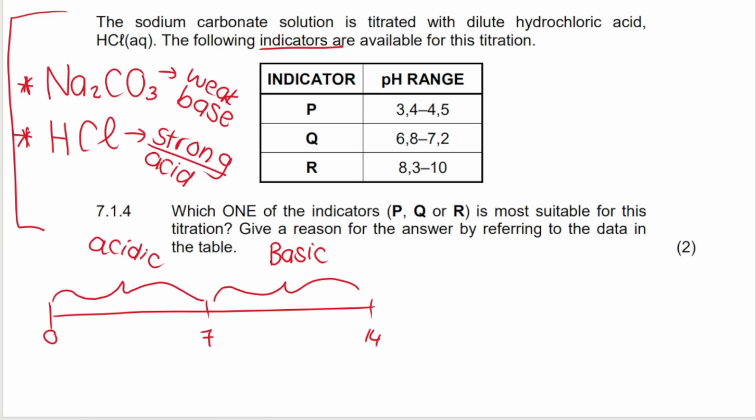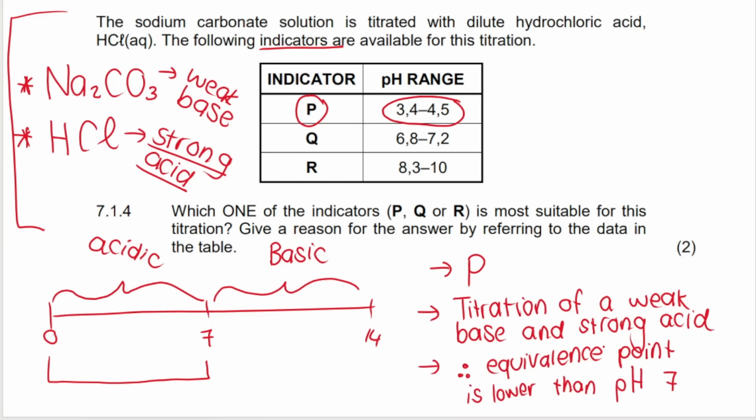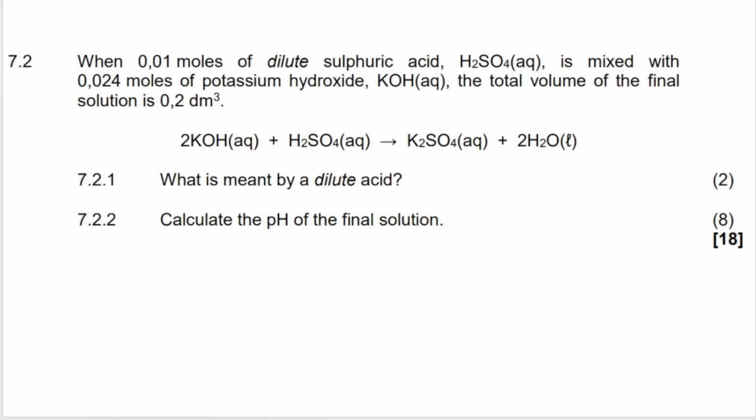So, because I have a strong acid and a weak base, the acid will win, the acid is stronger, so therefore my pH will be somewhere in this range over here, less than 7. So that means that we will go for indicator P because the pH range will be less than 7. So I'm saying P, the titration of a weak base and a strong acid, therefore the equivalence point is lower than pH 7.